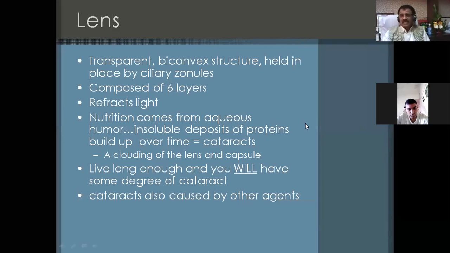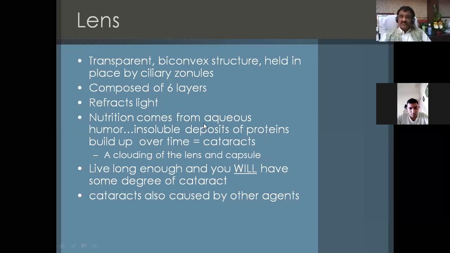So lens comes now. Now lens is a structure, very important structure after cornea. You can see from the front side. It's transparent and it is a biconvex structure. It is held in place by the ciliary zonules, and it is composed of 6 layers. Okay, and it refracts the light. The refracted light which is coming from the cornea through aqueous humor, now falling on the lens, is further refracted, so that now it is sent through the vitreous body onto the wall of the retina.